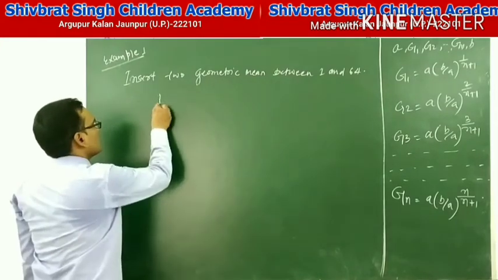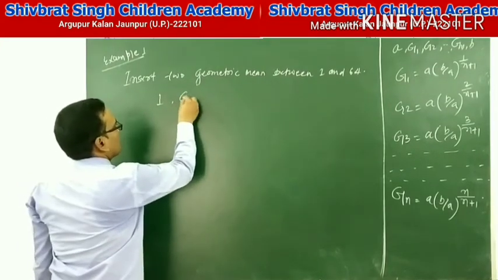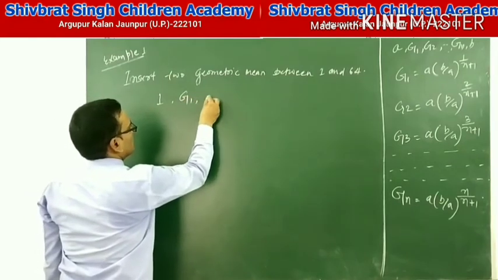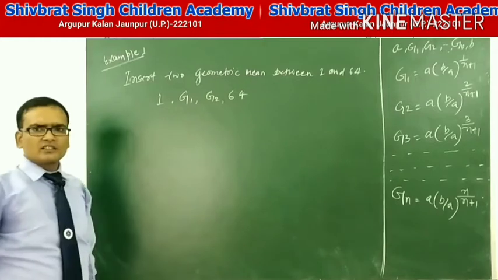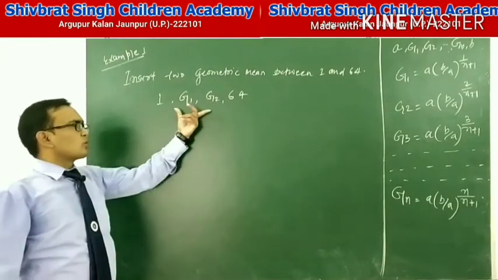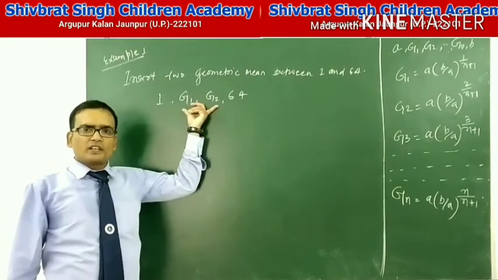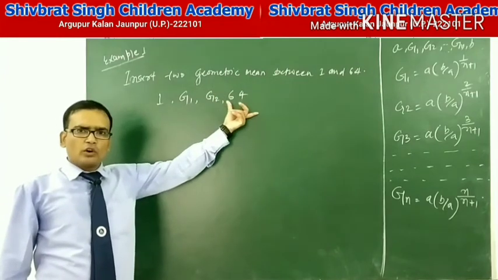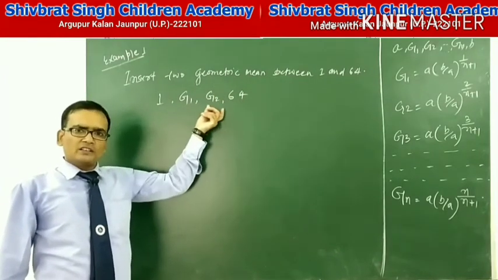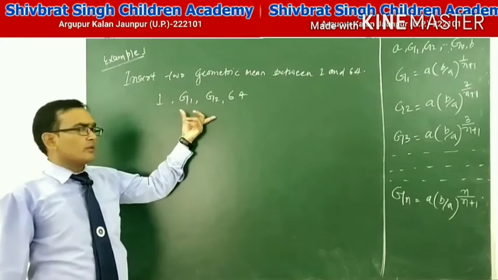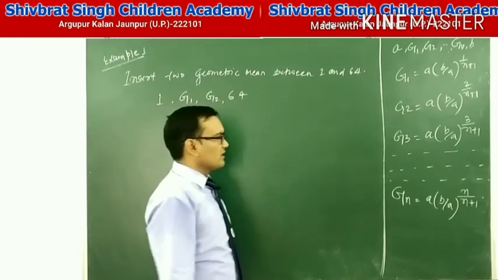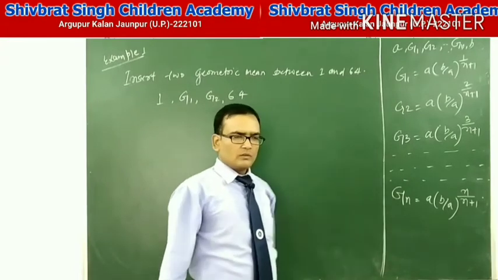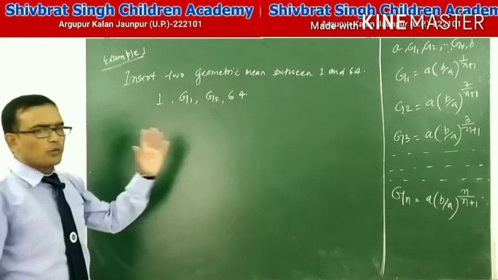Here 1, G1, G2, 64. We can insert 2 geometric means between 1 and 64. They are G1 and G2. We find the value of G1 and G2 using this formula, which we have proved.